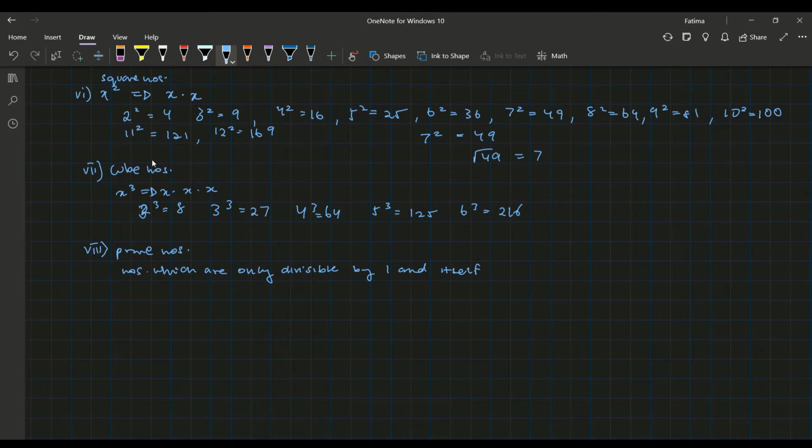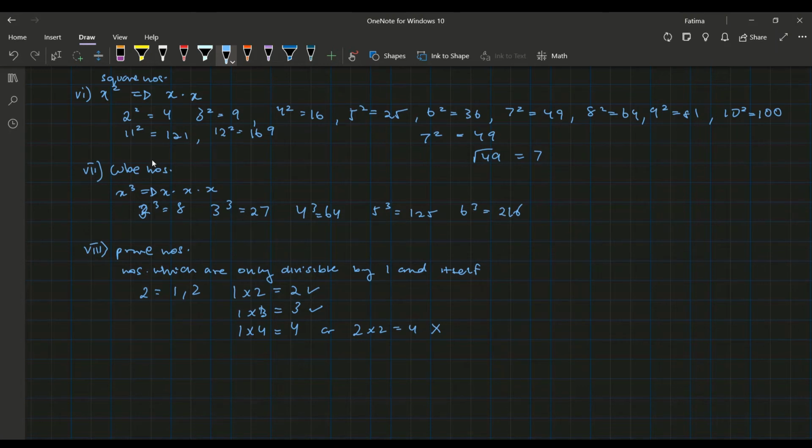So for example, we had number 2. We know the factors of 2 can be 1 and 2 because 1 into 2 is equal to 2. Same way for 3, it would be 1 into 3. For 4, we could have 1 into 4 or 2 into 2 to give us 4. So we can consider 2 to be a prime number, 3 to be a prime number, but not 4 because it is also divisible by 2 instead of 1 and itself, which is 1 and 4.